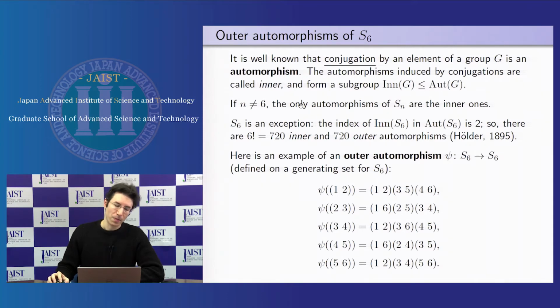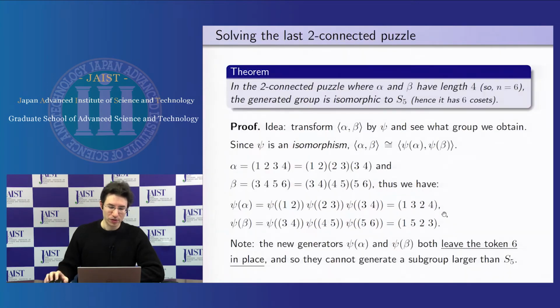Now, n equals 6 is a special case for the symmetric group Sn, because in all other Sn, all the automorphisms are the inner ones. S6 is an exception. It has others. For example, this is one. This is an outer automorphism. And this is useful to us because now we can use it to study our 4-4 2-connected puzzle.